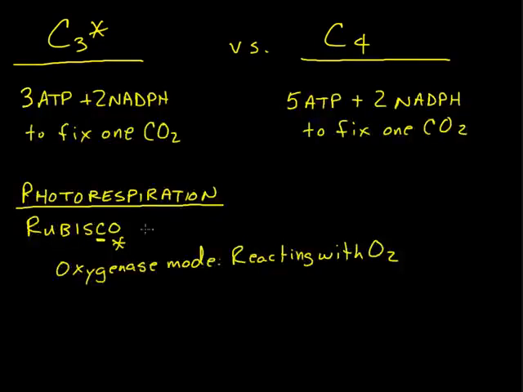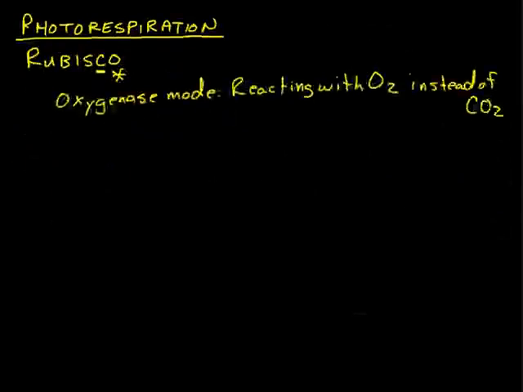Okay, so photorespiration defined is when Rubisco reacts with oxygen instead of CO2. That is photorespiration. Now, if we think back to the C3 cycle, when it's pumping out sugars is when CO2 is being used by Rubisco. Well, when Rubisco is reacting with oxygen instead of CO2, it's not producing sugars.